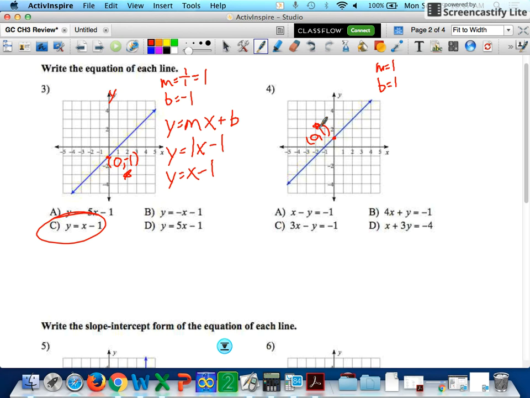Okay? So now I put it in that format. I have y equals 1x plus 1 or y equals x plus 1. And I say, okay, I'm done. But then you look down here and you notice none of our answers look like that. All of our answers are in standard form. So we have to change this equation.